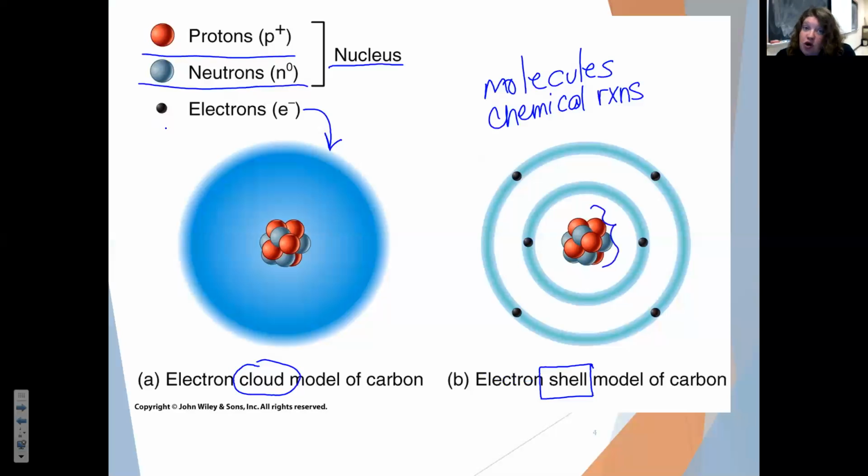And the way they're going to form molecules and the way they're going to go through chemical reactions depends on this outer energy level, or this outer electron shell. So we're going to use this shell model to help us understand what this atom is going to do. Because by the end of this chapter, we're going to start talking about bigger molecules, proteins, carbohydrates, lipids, nucleic acids, and that's what some of your assignments and discussion boards are going to be looking at. But we have to kind of understand some things about this basic structure before we get to those bigger molecules.